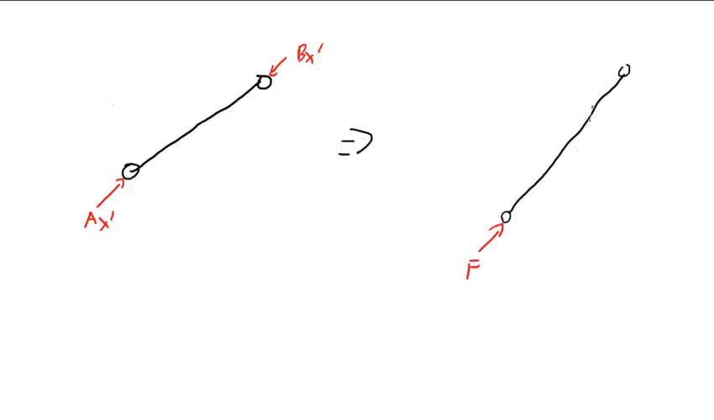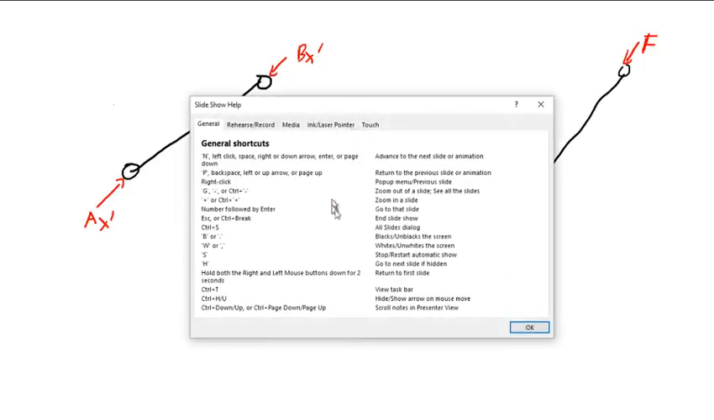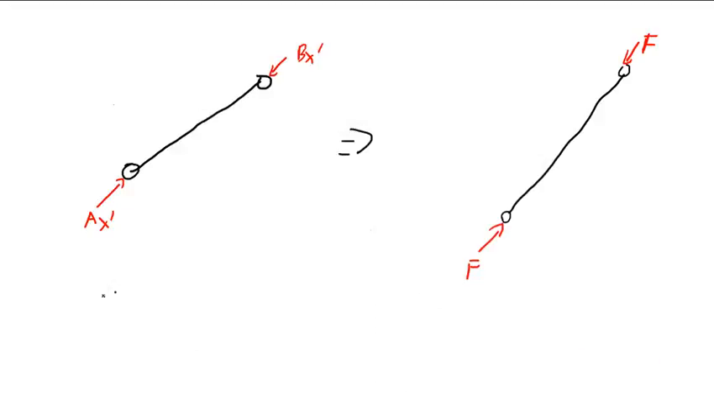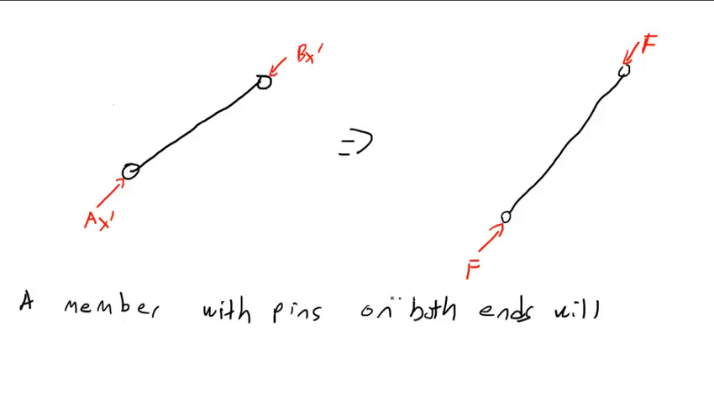I just have F and F, like so. So, a member with pins on both ends will carry only a single axial force. Axial means along its axis. It will not carry any transverse force. It will not carry any moment. It will not carry shear moment, only axial force.